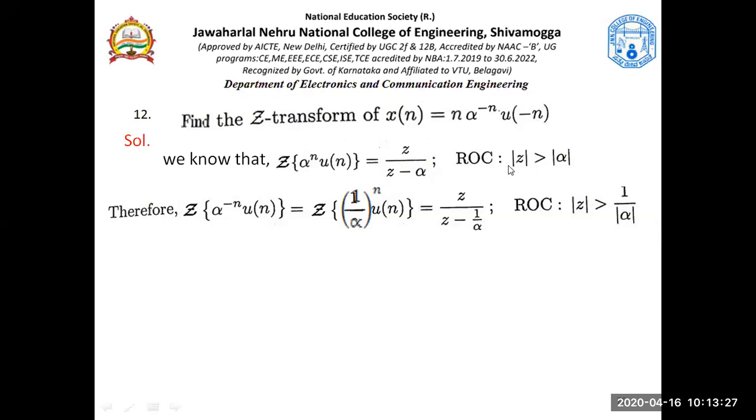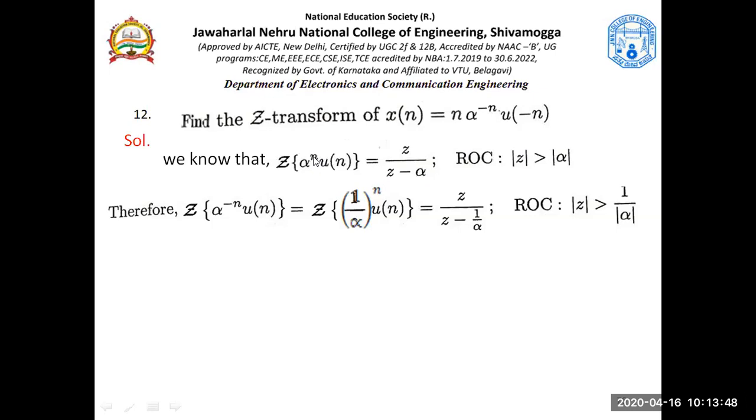Now it is outside the circle with radius alpha. Everyone understand this? It is outside the circle with radius alpha. So that is here. So this is one thing. But this is not what they have asked us. Fine, this is not what they've asked us.